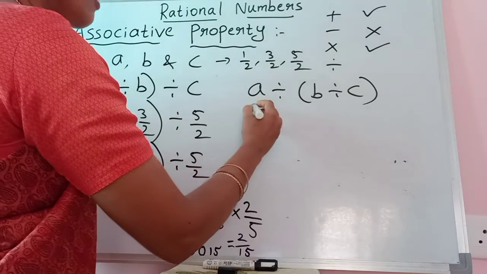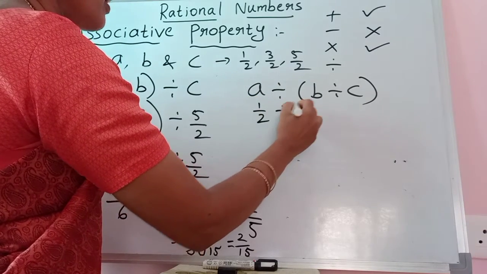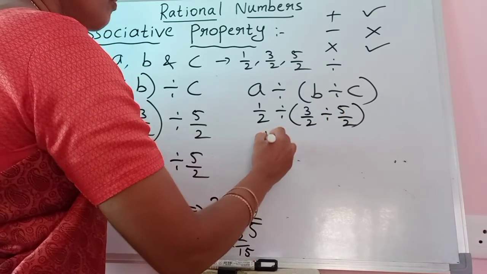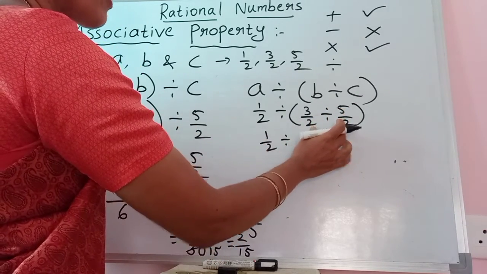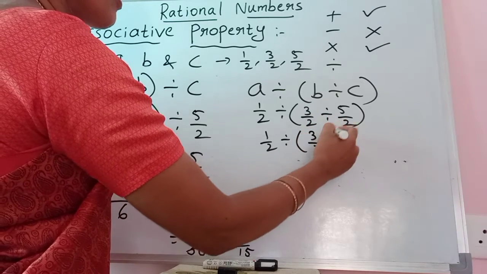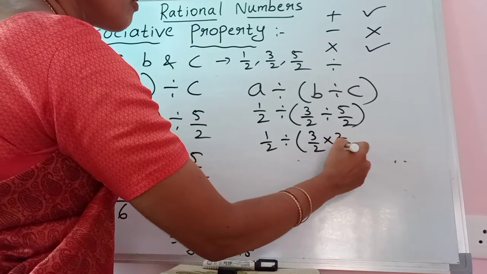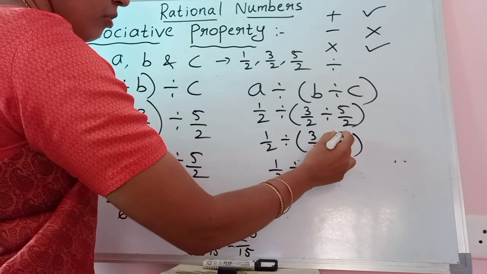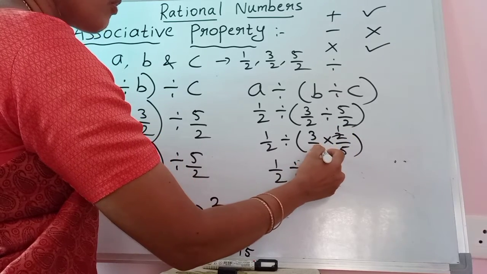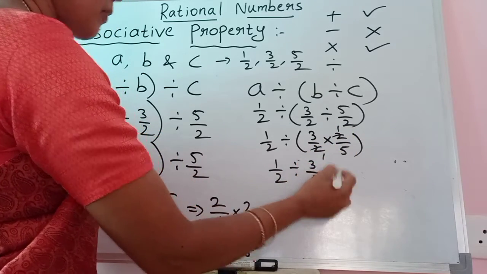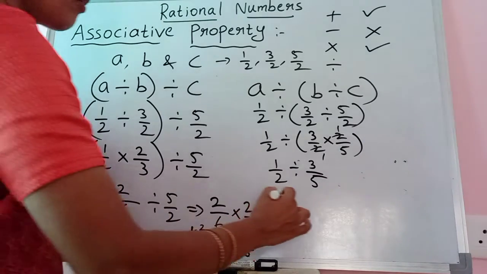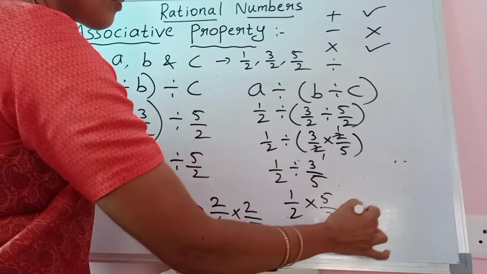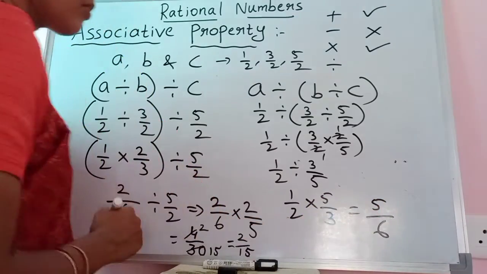Now we see the right hand side, that is 1 by 2 divided by 3 by 2 divided by 5 by 2. First I am dividing 3 by 2 by 5 by 2, that is multiplication by 2 by 5. Here we can simplify: 2 and 2 get cancelled, left with 3 by 5. Now 1 by 2 divided by 3 by 5, that is multiplication by 5 by 3, which gives 5 by 6.